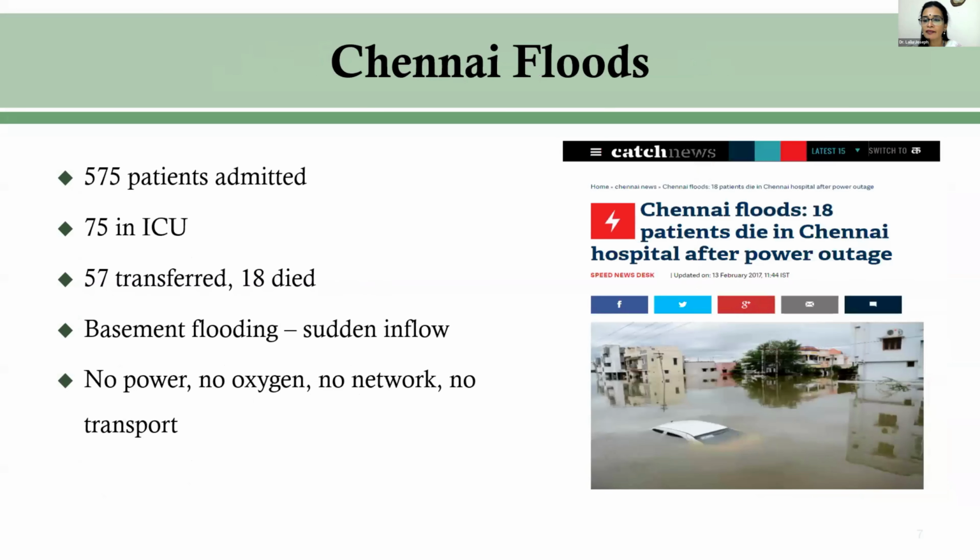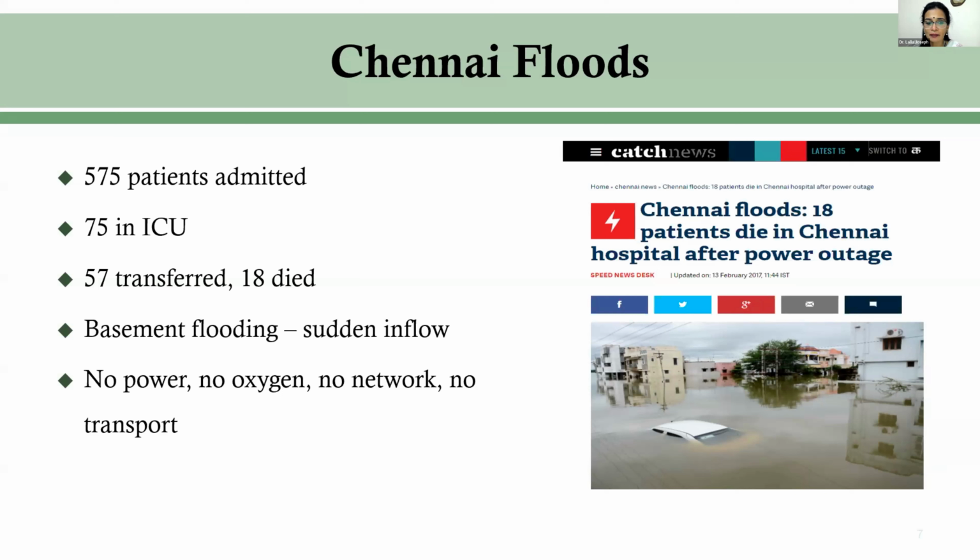Now look at the Chennai floods. When the Chennai floods happened, in a particular hospital in Chennai, there were 575 patients who were admitted, and 75 of them were in ICU. And now most hospitals were flooded. They did not have the mechanism to transfer these patients, and 57 patients luckily were transferred and 18 patients died.